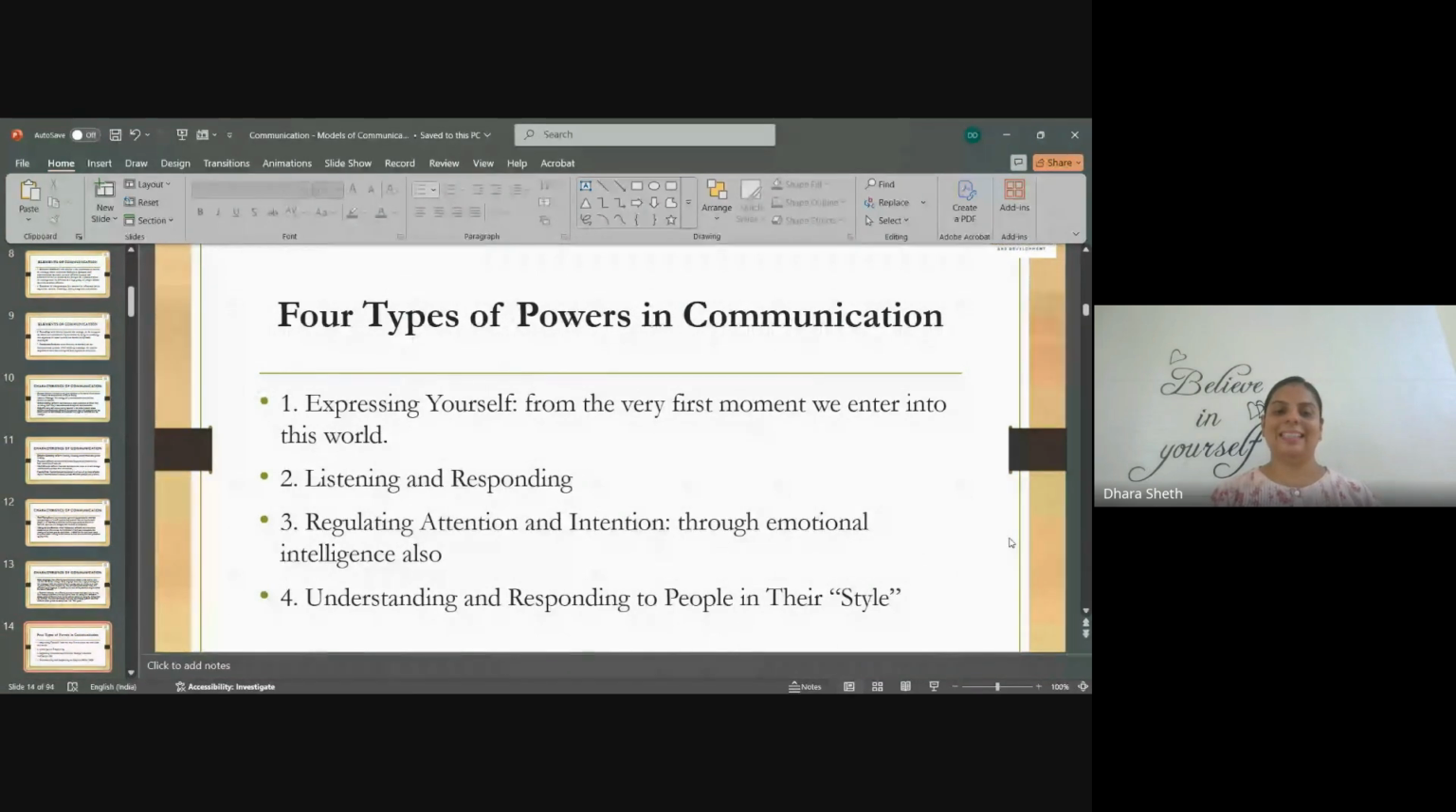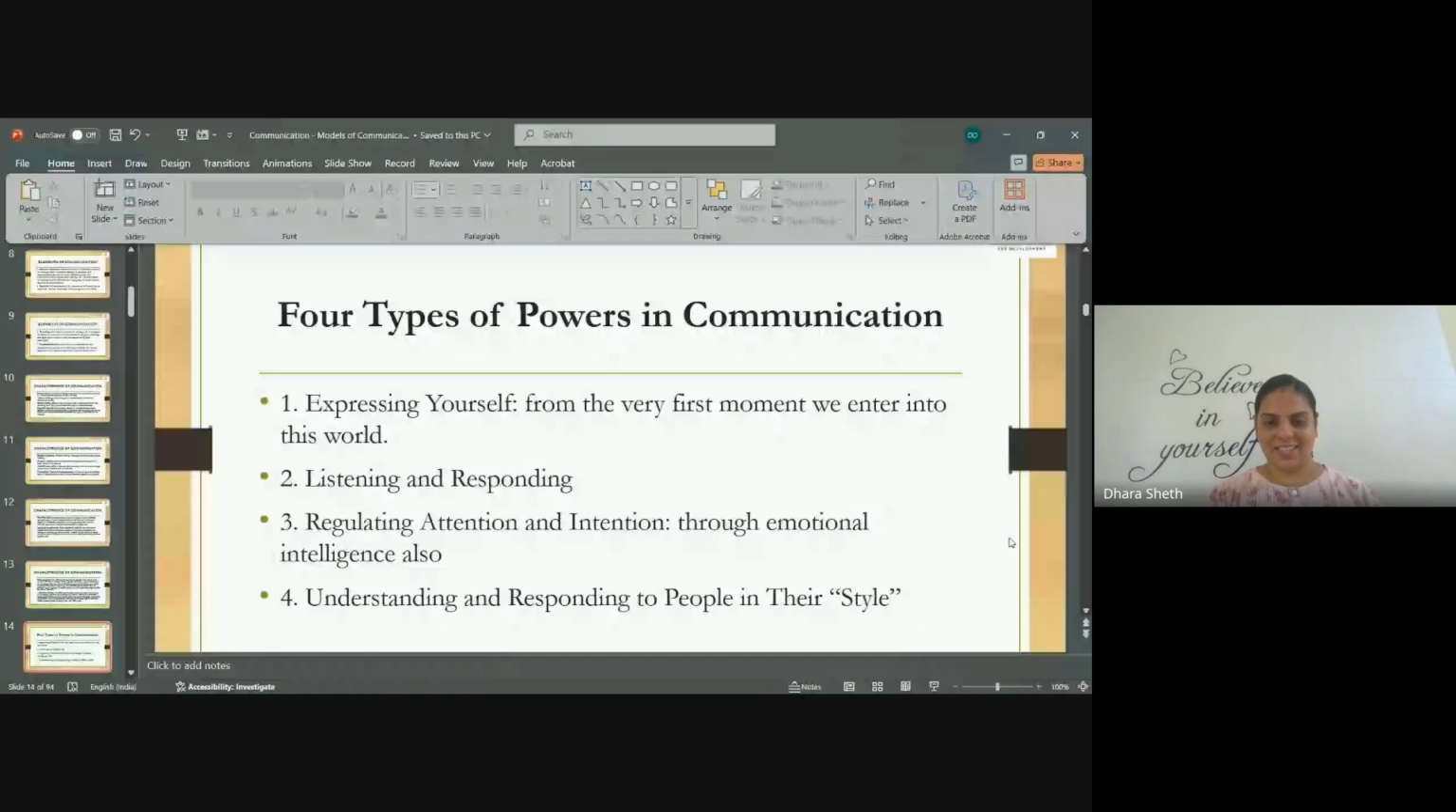Listening and responding is the second aspect of communication. You have the power to listen, understand the other person and respond back to them. Third, regulating attention and intention. Use emotional intelligence and tactical empathy to gain the attention of the other person. If your intention is that your students should learn this topic, ensure that the students' intention also becomes the same, that they need to learn this topic. Using emotional intelligence, you can ensure that the other person does what you want them to do.